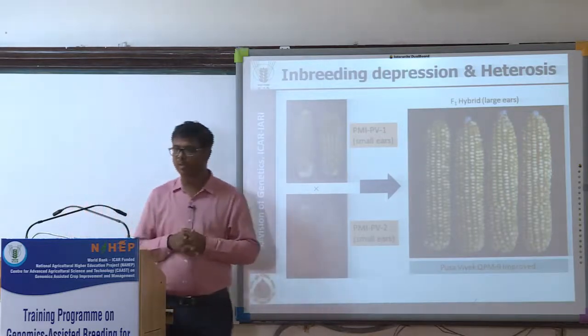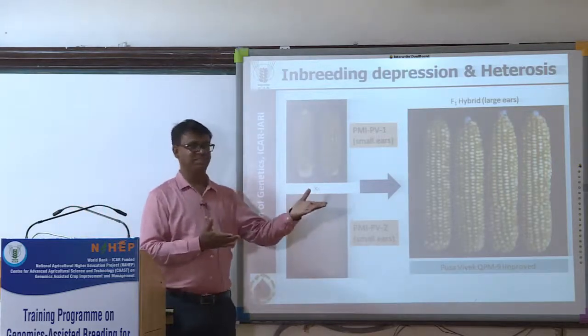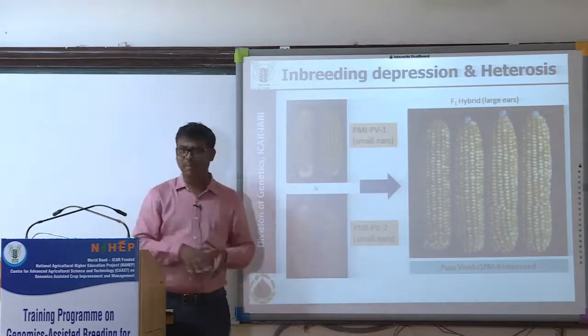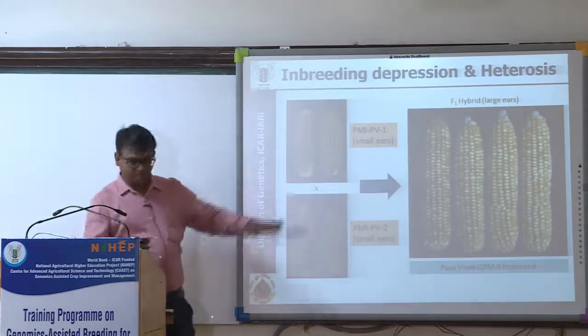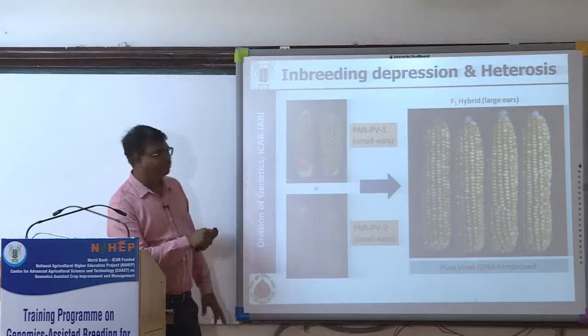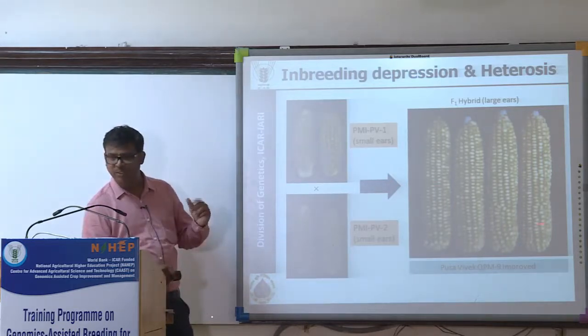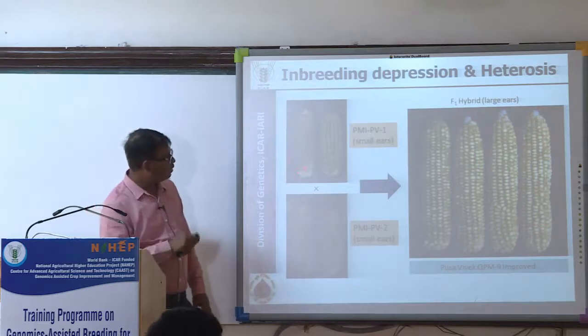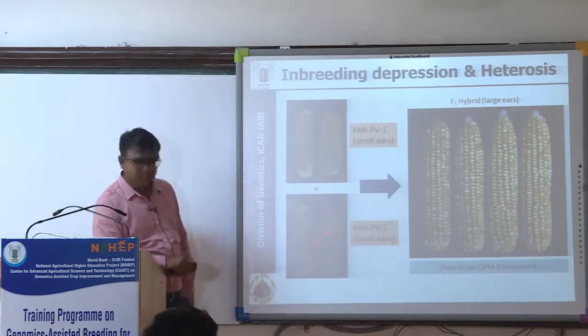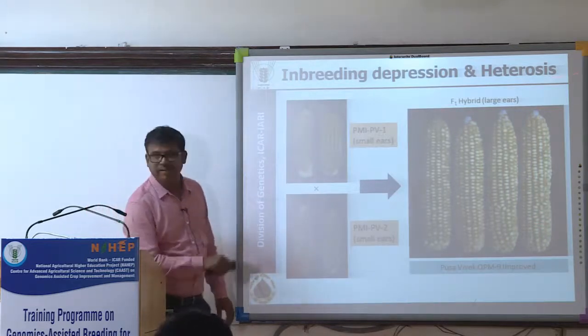Maize is the best example to show inbreeding depression and heterosis, right? If you develop an inbred, it becomes smaller, the cobs are very, very small, right? So we have developed this, Pusa Vivek QPM9 Improved, the hybrid which you have seen in the field. We make crosses which have small ears, and then in the F1 we have got a big ear.